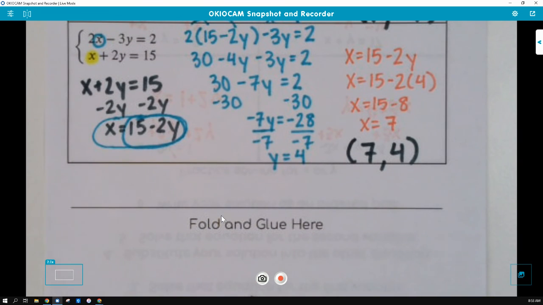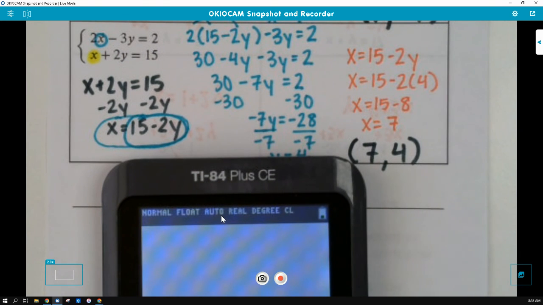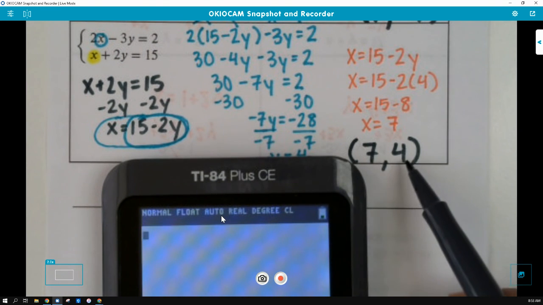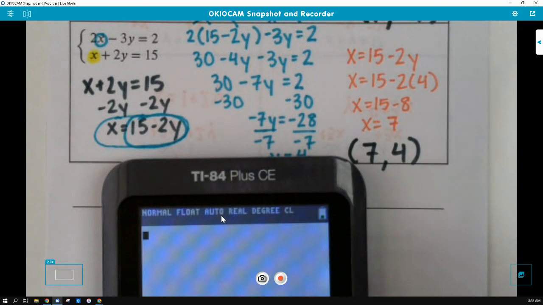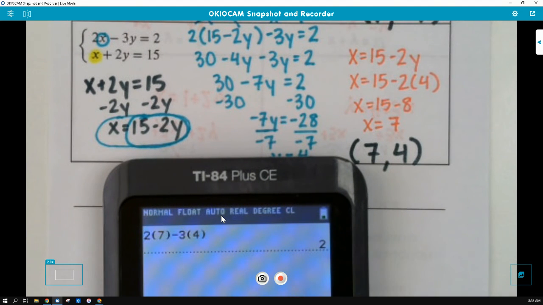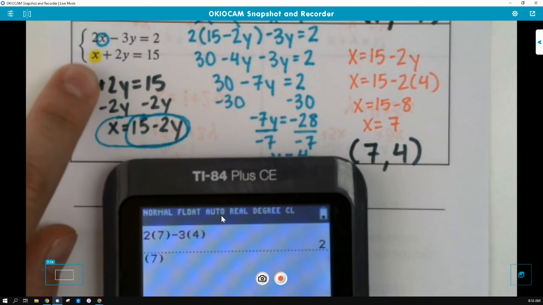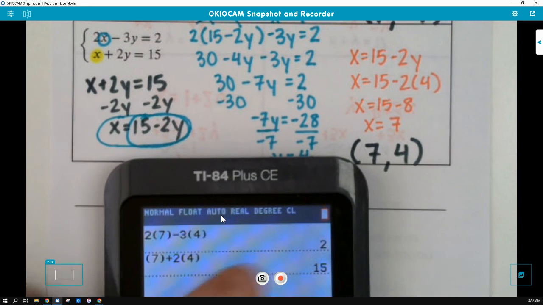And then the last thing is if we wanted to check our answer, we always can do that by plugging in 7 for x, 4 for y into both equations. So that'd be 2 times 7 minus 3 times 4. Make sure we get 2, which we do. And for the other one, it would just be 7 plus 2 times 4. Make sure we get 15, which we do. So we're always able to check like that. Any questions right now?